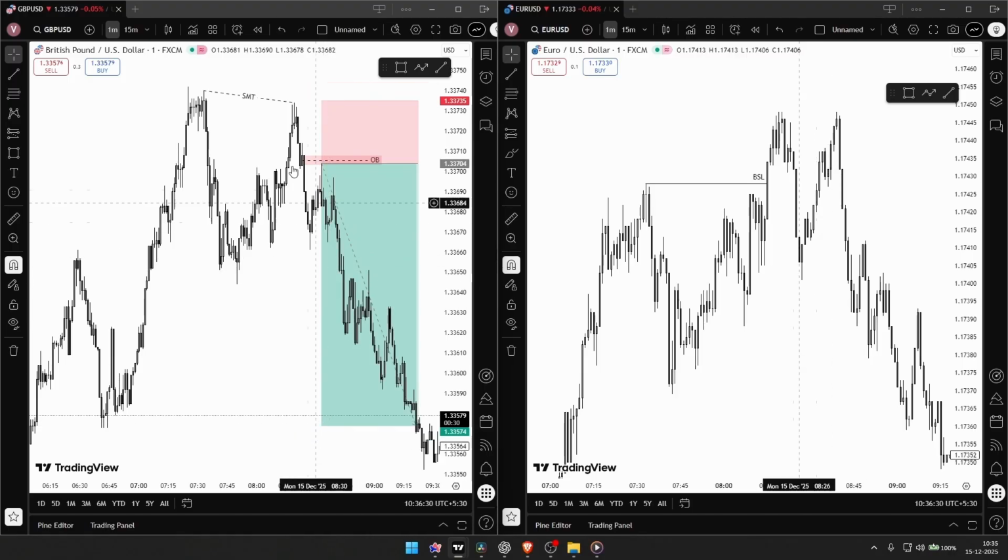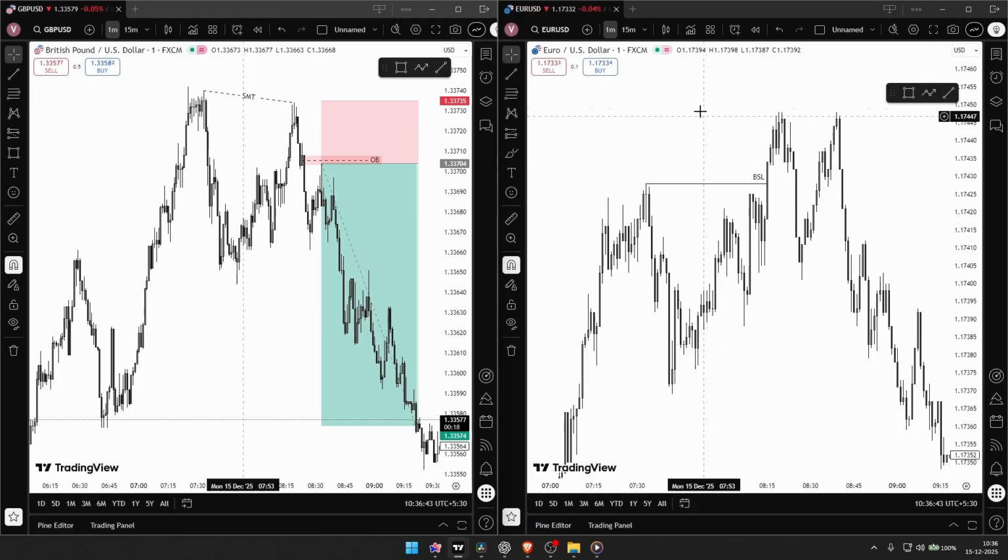There are a lot of other correlated pairs like gold and silver, and NQ and ES, where you can also use this concept. But I don't want you to directly apply it on your live accounts. First backtest it properly, understand how it works, and only then apply it to your live accounts.